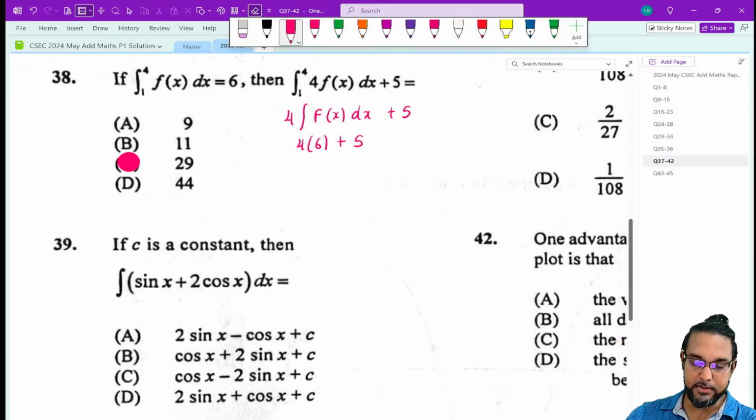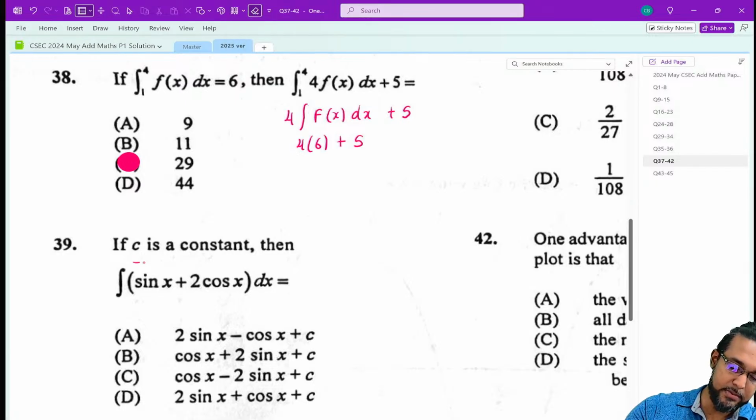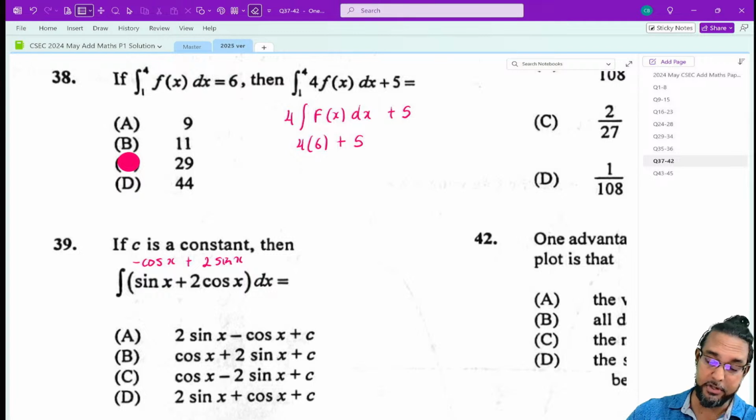Right, if C is a constant, then the integral of sine is minus cos. The integral of cosine is just sine. And if you have a coefficient in front of the function, it just goes along for the ride. So 2 sine x minus cos x. Sorry, yes, plus C. That's correct.